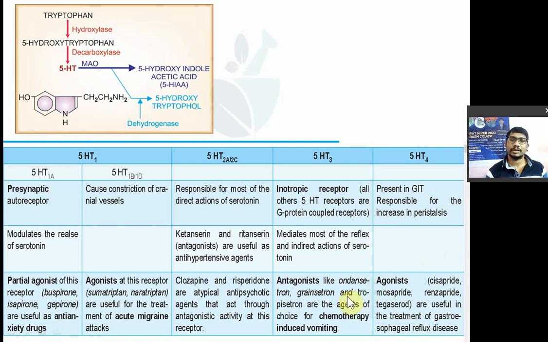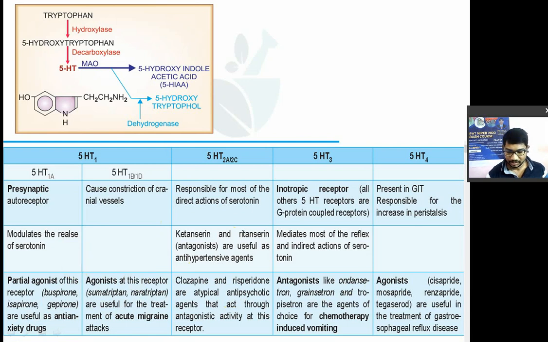5HT3 के एगोनिस्ट जो हैं दे आर यूजफुल इन द ट्रीटमेंट ऑफ वोमिटिंग. 5HT2A, 2C के जो एंटागोनिस्ट हैं, दे आर यूज्ड इन द treatment of hypertension and also used as antipsychotic agents. Partial agonist to 5HT1A useful as an anti-anxiety drug. Then 5HT1B, 1D agonists, they are useful in the treatment of migraine.